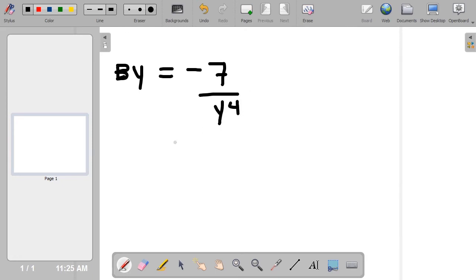As I said earlier, we can rewrite y raised to 4. Alright, so y raised to 4, and we can take out 7. But okay, let's try not taking out 7. So, negative 7, y raised to negative 4. So, that's b prime of y.